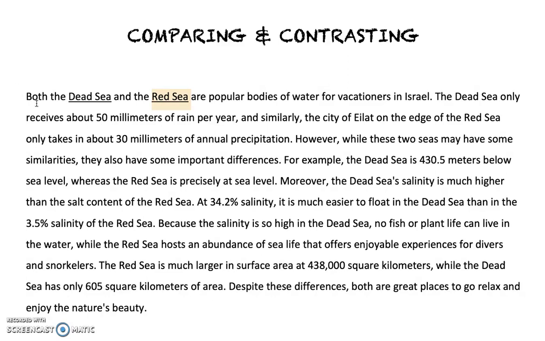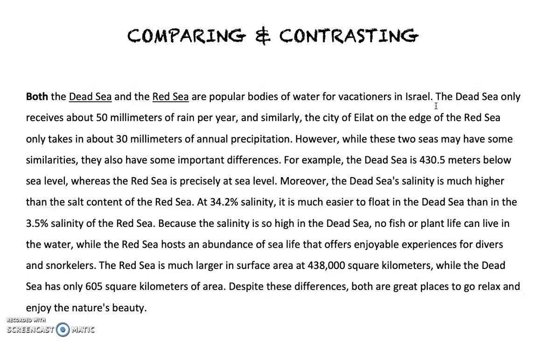Now you can see the first word in the paragraph is both. Both is going to refer to the Dead Sea and also the Red Sea. So it's going to be something that is similar about the two. When we use the word both, we are comparing. So the first sentence is a comparison. It says both the Dead Sea and the Red Sea are popular bodies of water for vacationers in Israel. So that is something that both the Dead Sea and the Red Sea have in common.